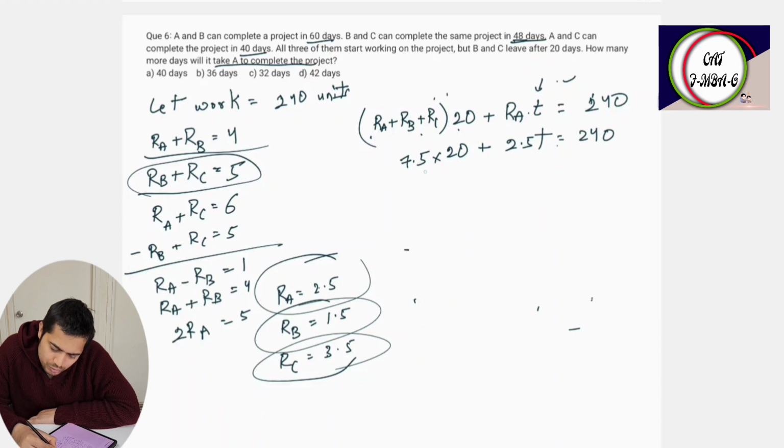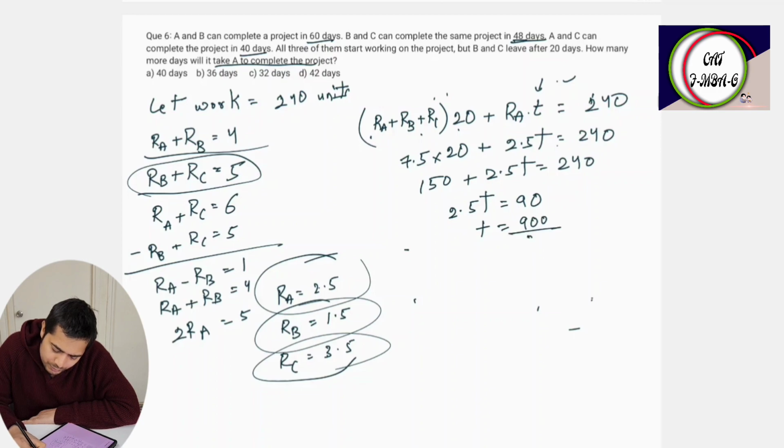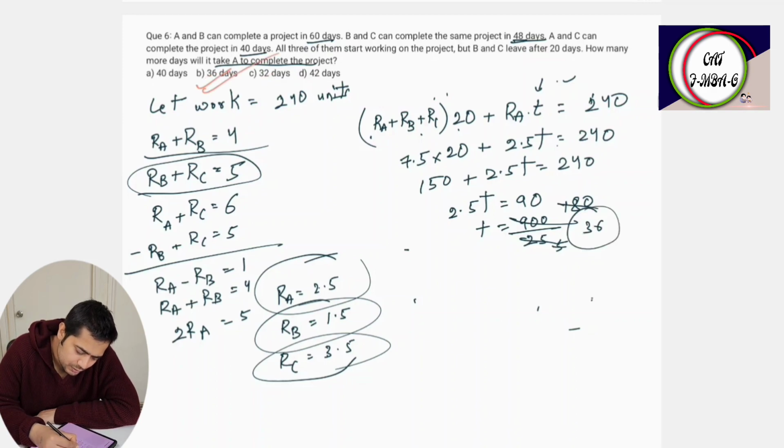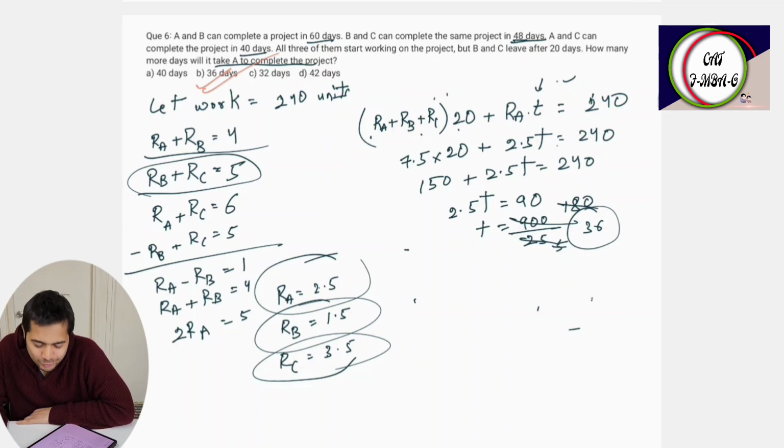So 7.5 into 20 is 150, plus 2.5T is equal to 240. 2.5T is equal to 90. T is equal to 900 by 25, and it is coming as 36 days. Got it? That is how we are able to solve this.